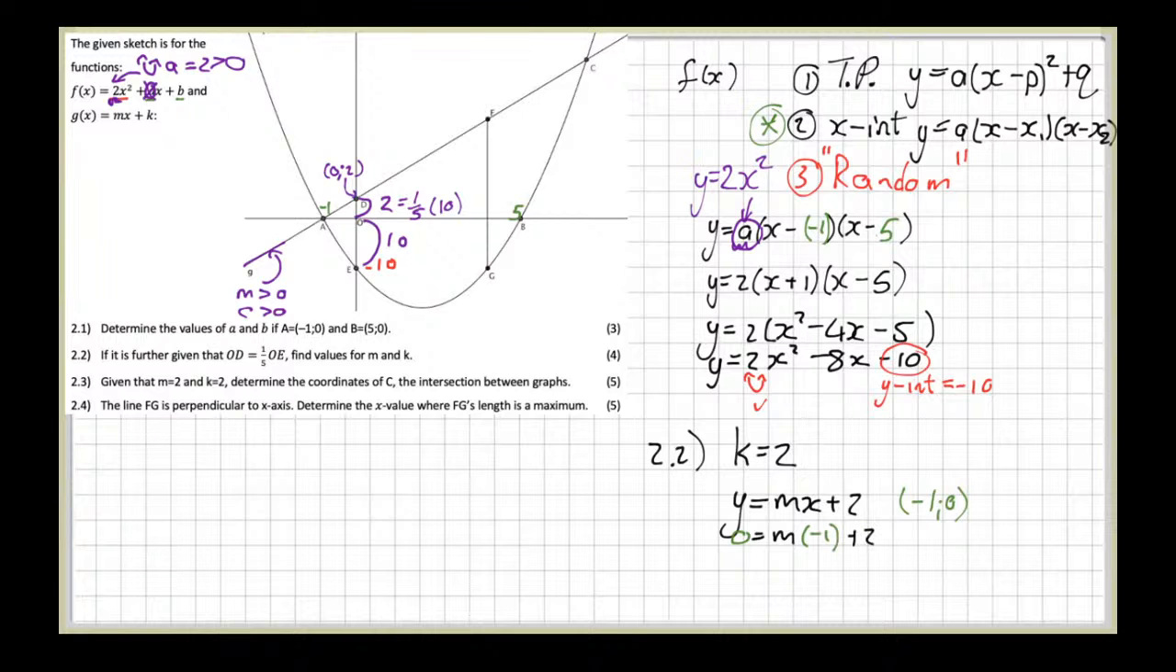Now I can simply calculate m without using the gradient formula. Would it be wrong to use the gradient formula? No, but I'm trying to extend you past just what you are used to. The regular way is: I do 1, I do 2, I do 3, and I'm done. No, I want you to think about different ways of doing it.